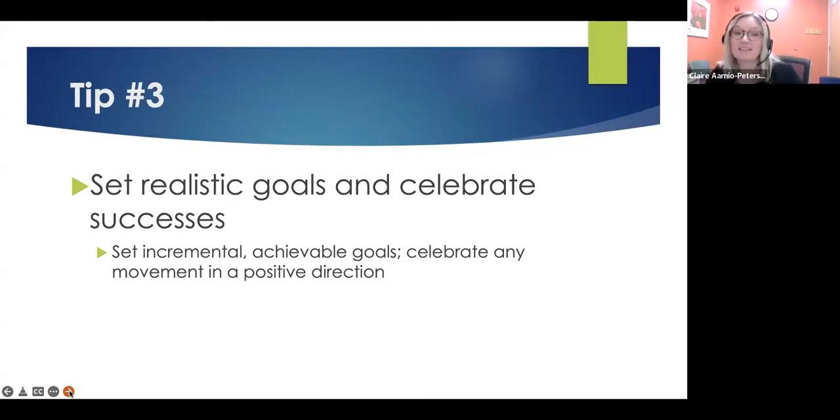So tip 3, setting realistic goals and celebrating successes. So we're not trying to set these monumental goals, but rather small steps for patients. Again, I think it fits with this more sensitive temperament too, that Rhonda was alluding to in the previous tip, that it's just really important that we are celebrating those small goals and any movement in a positive direction, and any changes in A1C, however small they might be.